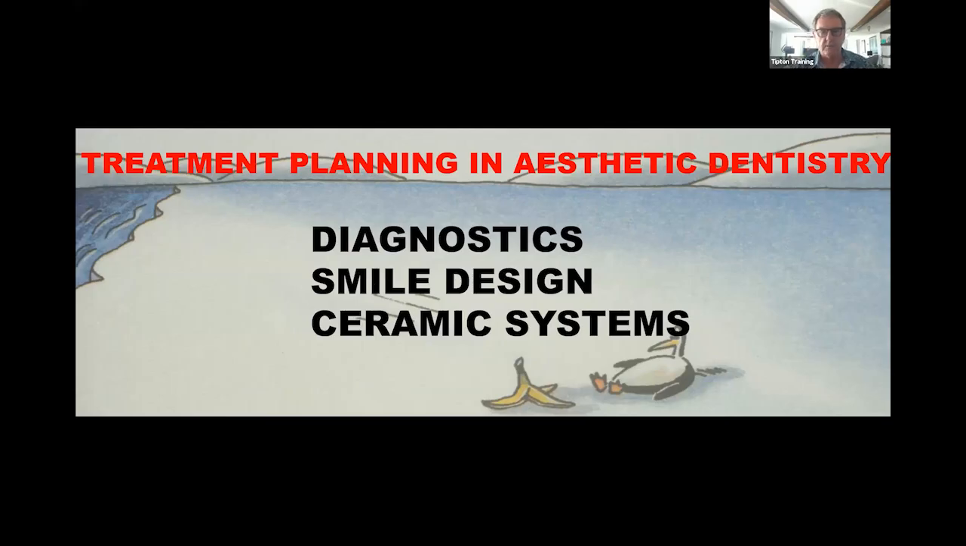So today with treatment planning in aesthetic dentistry, we're going to look at three major criteria for good treatment planning, to make sure that you understand everything that needs to go into aesthetic dentistry and how you see a patient, how you design a smile. We're going to look at the diagnostics first of all, what information we need to take from the patient to be able to design a smile. The second part is designing that smile. And the third part that I want to look at is the ceramic systems that we're going to be using. When do you choose to use one particular ceramic over another?